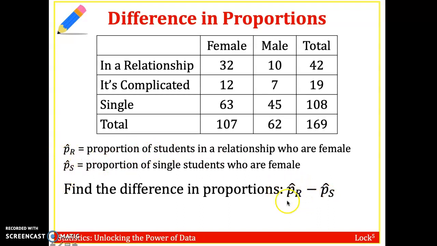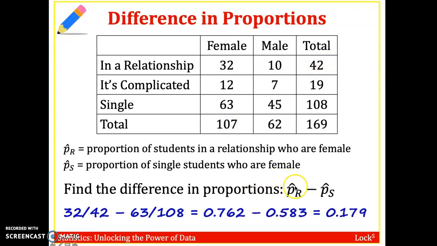All right. First thing to think about is what's the proportion of students in a relationship who are female. So there's the students in a relationship. I'm only looking at this 42, and how many of them are female? This 32. So that p hat r is 32 over 42, minus p hat s, proportion of single students who are female. So if we take of the single students, that's 108. How many of them are female? 63. That's why it's 63 over 108. Throw these in your calculator, you get a difference of about 18%.